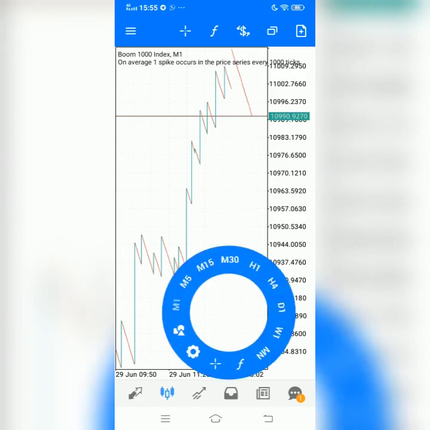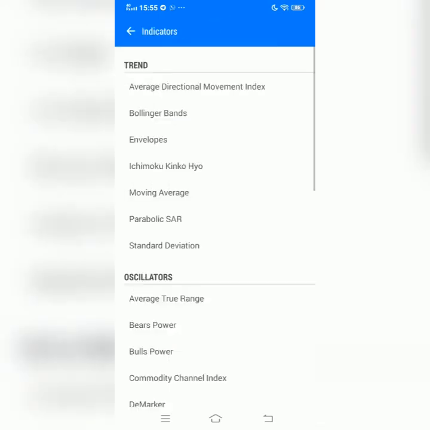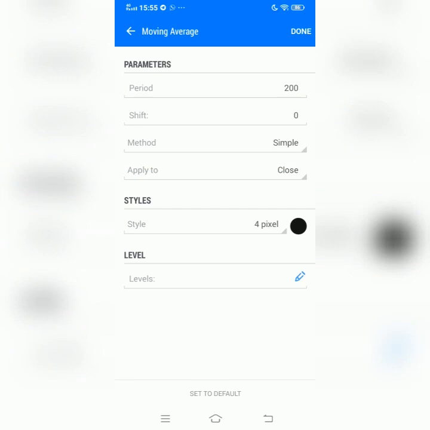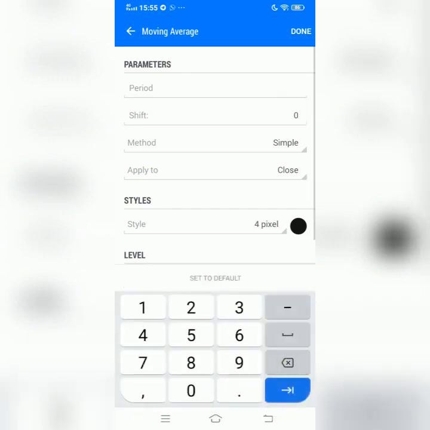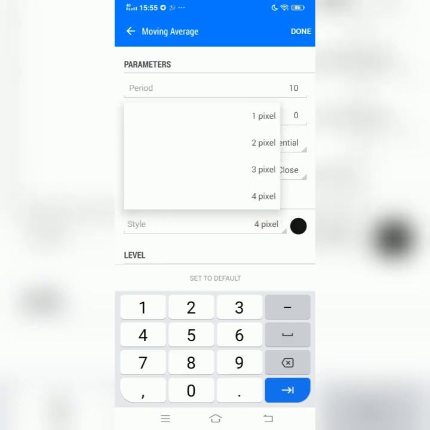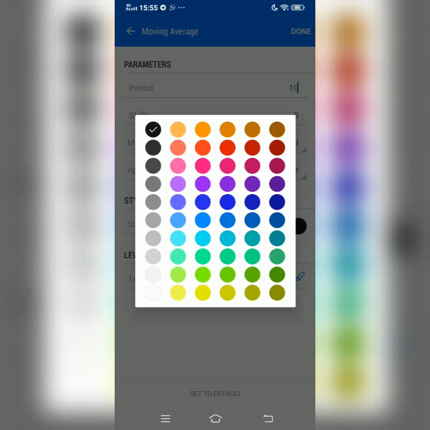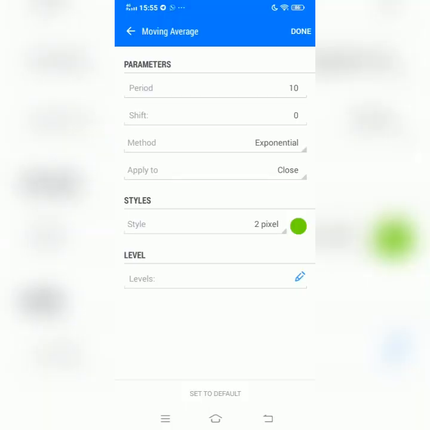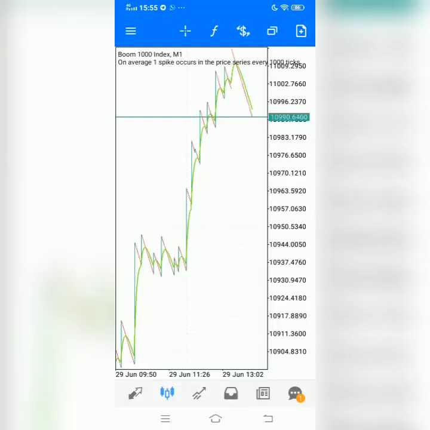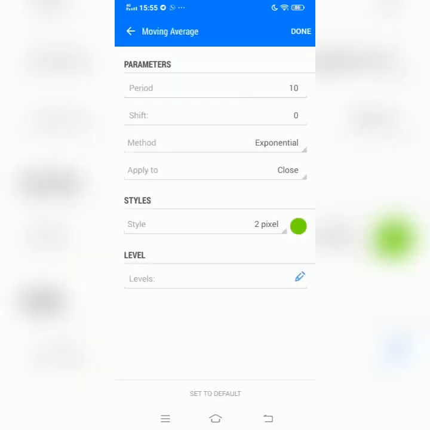And so the first indicator that we're going to add is going to be our moving average, right? So the first one, we're going to make that period 10, shift 0, and our method is going to be exponential. Let's use 2 pixel and let's use the color green. Okay, and that is how it should look. The green looks a bit bright, so let's change it to a green like that.